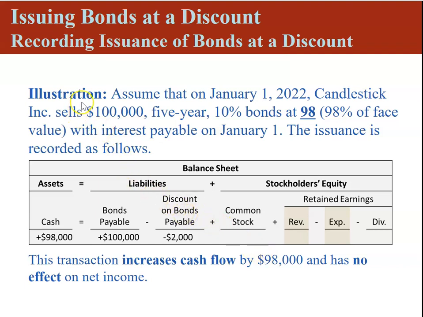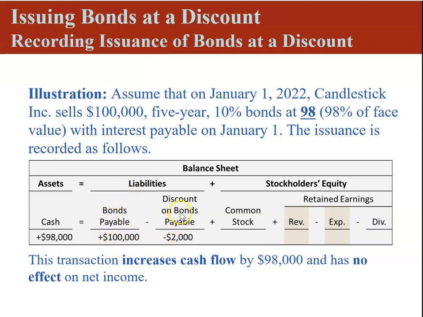It says, illustration, assume that on January the 1st of 2022, Candlestick sells 100,000 5-year 10% bonds at 98% of face value with interest payable on January the 1st. The issuance is recorded as follows. And this is not a journal entry, but notice we're getting $98,000. This is our asset. Our bonds payable is $100,000.